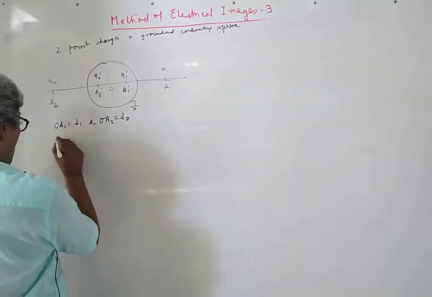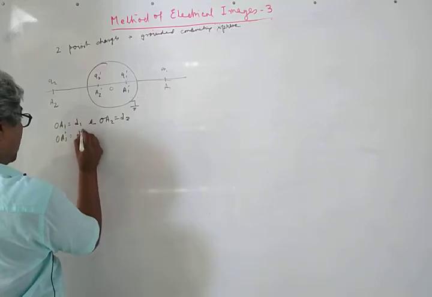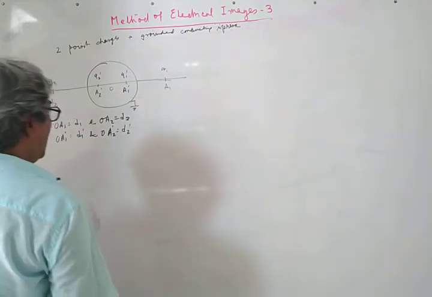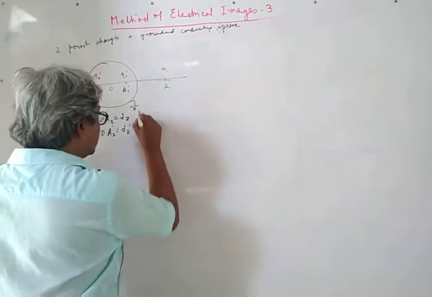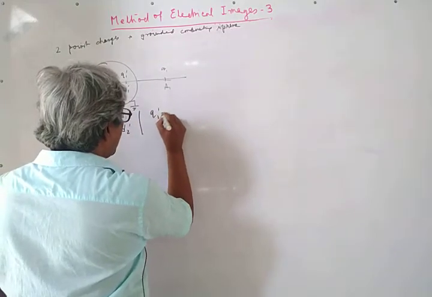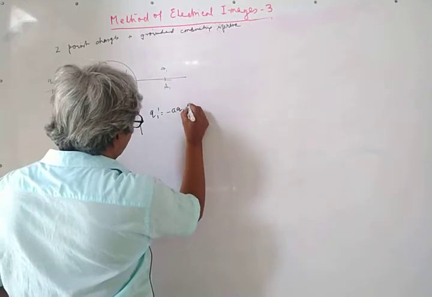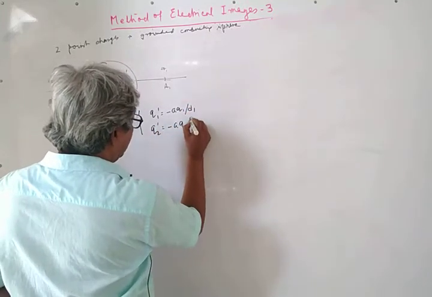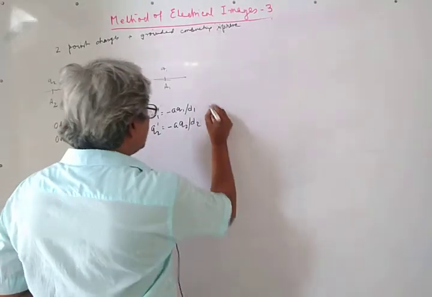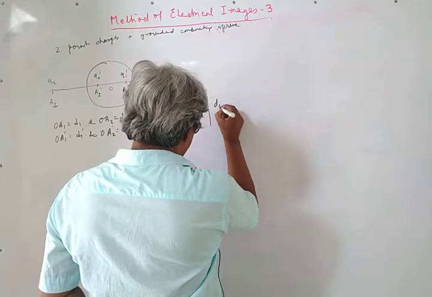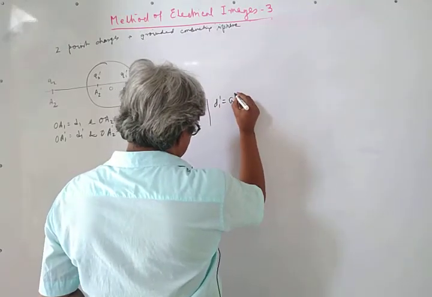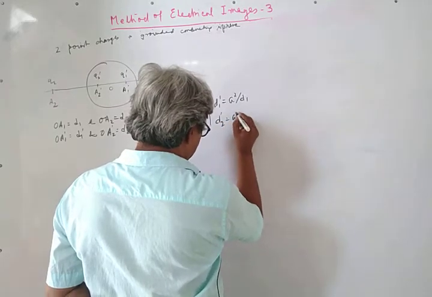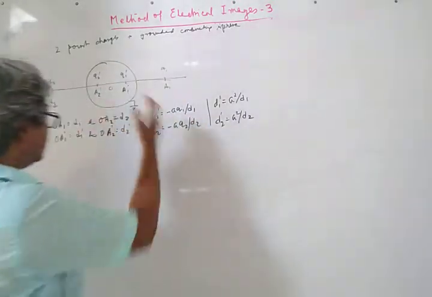We call OA1 prime is equal to d1 prime and OA2 prime is equal to d2 prime. And the charges, first the magnitude of the charges: q1 prime is equal to minus aq1 by d1 and q2 prime is equal to minus aq2 by d2. Now come to the distances. d1 prime is equal to a square by d1 and d2 prime is equal to a square by d2. So these are the image charges.